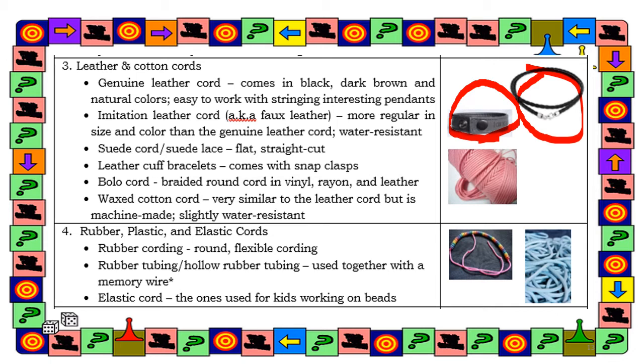Next, we have the rubber, plastic, and the elastic cords. First, we have those that have rubber cording, which is round, flexible. The hollow rubber tubing, which is used together with the memory wire. And the elastic cord, the ones used for kids working on beads. So if kids will be working on doing bracelets, you can use an elastic cord because this is easy to use for kids.